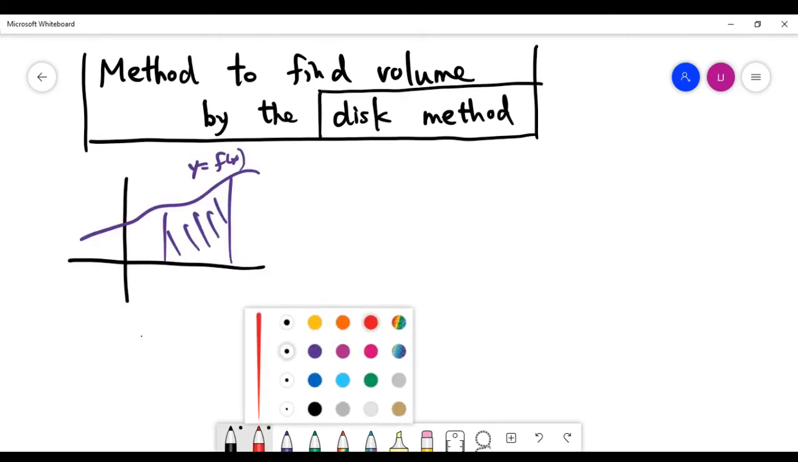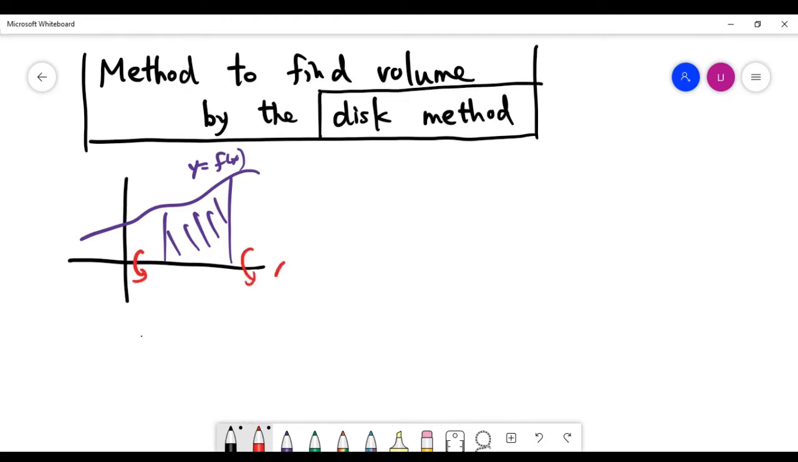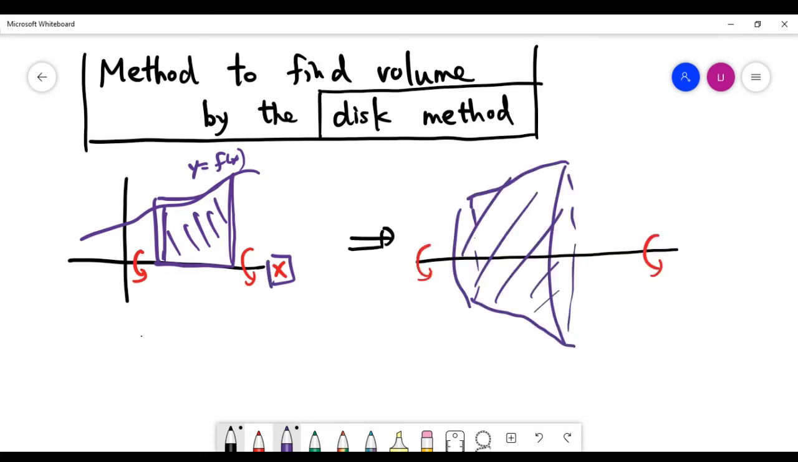If I ask you to do the following thing, you look at the x-axis as a rotation axis, and you look at the shaded region here, and I'm asking you to rotate this region for 360 degrees in three-dimensional space along the x-axis. Can you imagine what kind of solid you're getting? So roughly speaking, you're getting a picture here on the right-hand side. I just sketched it here.